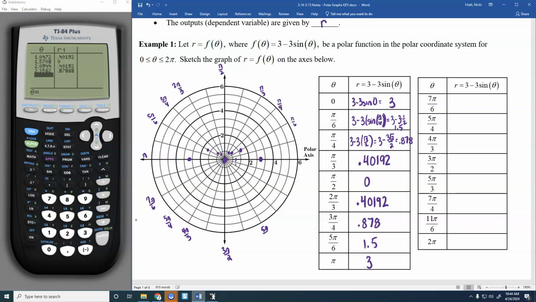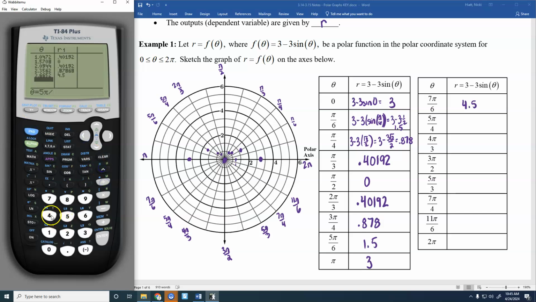5 pi over 3. 7 pi over 4. 11 pi over 6, and then back to 2 pi. So hopefully we're going to see a pattern again. So we got 7 pi over 6. Oh, that gives us 4.5. And then 5 pi over 4.